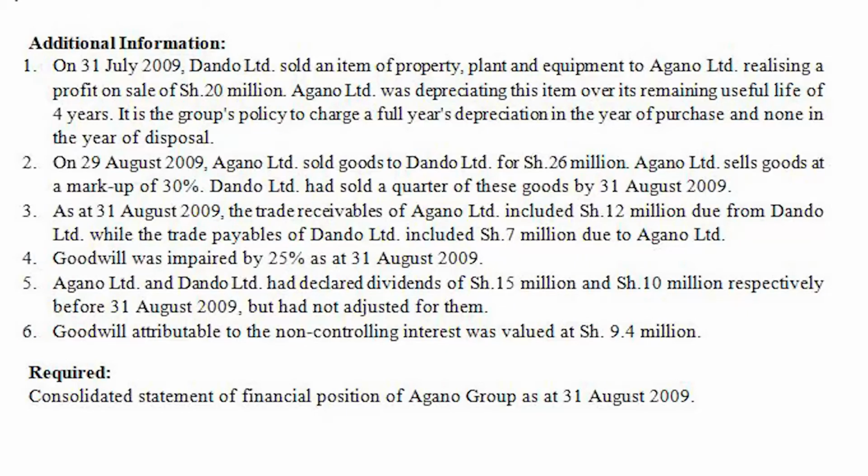4. Goodwill was impaired by 25% as of 31st August 2009. 5. Agano Limited and Dando Limited had declared dividends of 15 million and 10 million respectively before 31st August 2009, but had not adjusted for them. 6. Goodwill attributable to the non-controlling interest was valued at 9.4 million. Required: consolidated statement of financial position of Agano Group as of 31st August 2009, and that is some 16 marks that you were given.